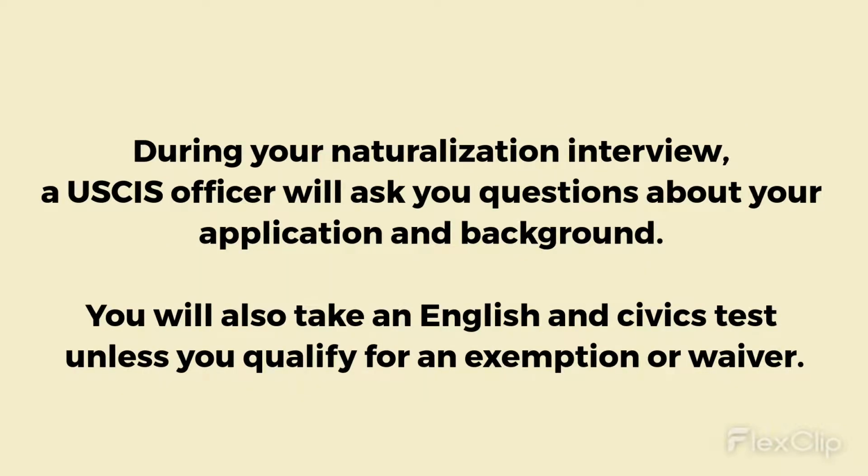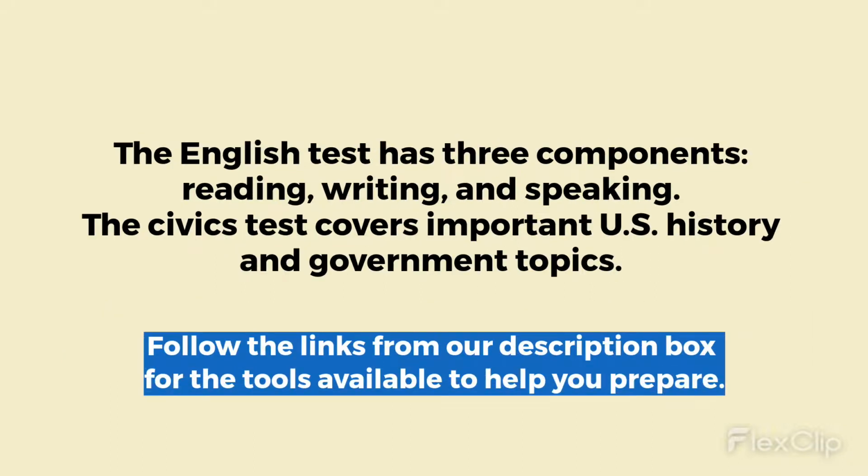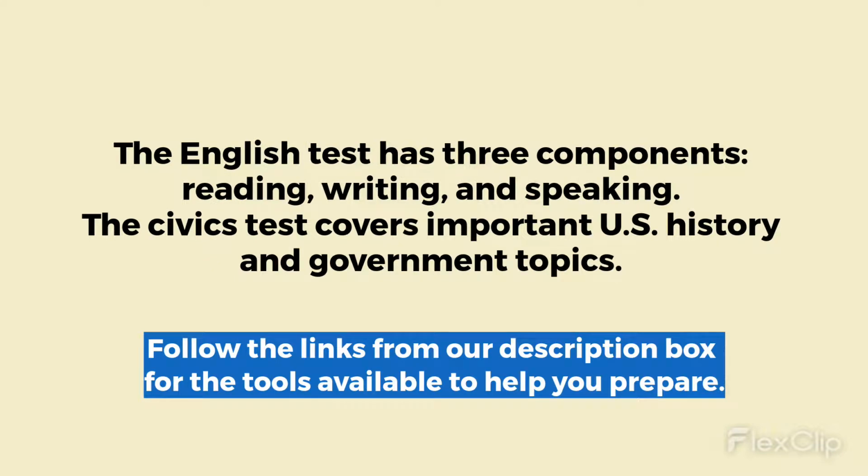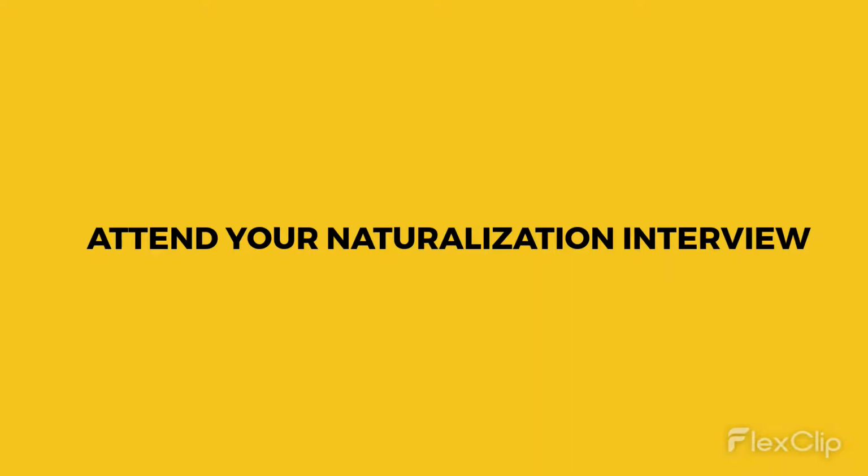During your naturalization interview, a USCIS officer will ask you questions about your application and background. You will also take an English and civics test, unless you qualify for an exemption or waiver. The English test has 3 components: reading, writing, and speaking. The civics test covers important U.S. history and government topics.